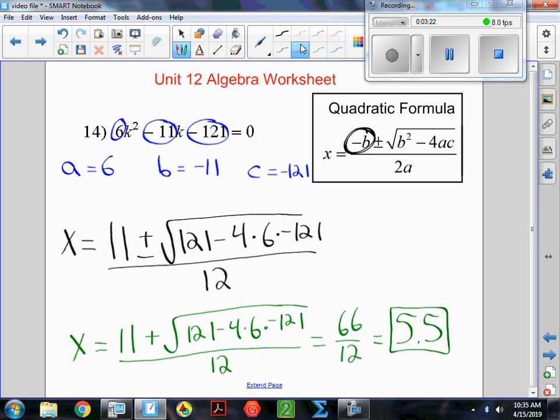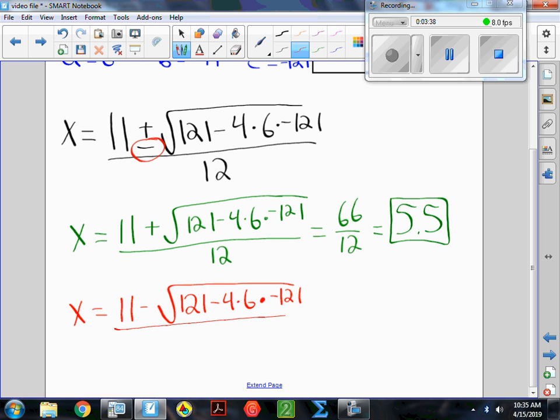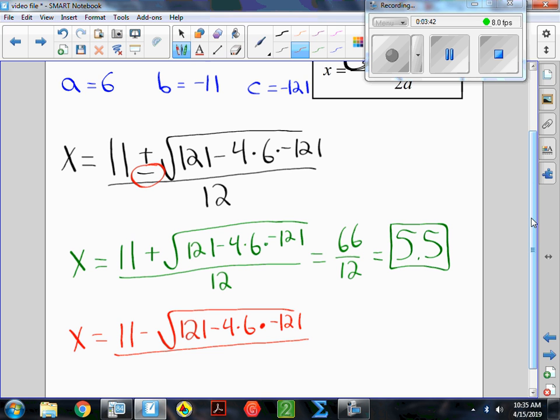For my second solution, I'm going to work with the 11 minus the square root. So x equals 11 minus the square root of b squared, which is 121, minus 4 times a, the a value is 6, times c, which is negative 121, all over 2 times a. The a value is 6, so 2 times a is 12. It's going to equal something over 12.